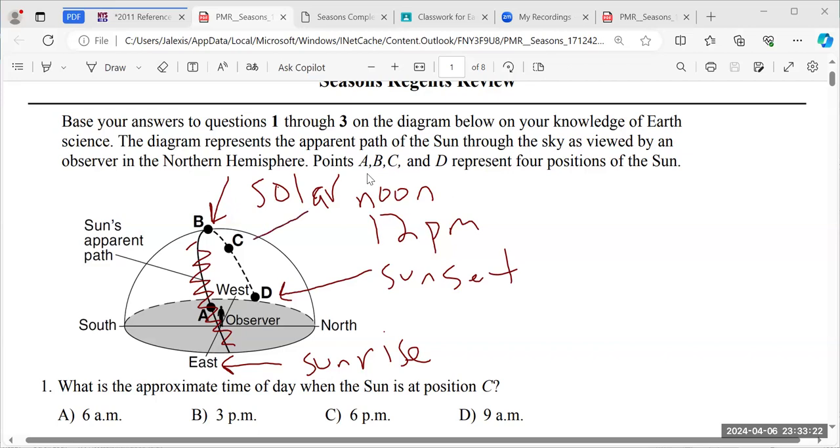So when I'm looking at C, C is closer to solar noon than it is to sunset. And so that's the reason why the best answer is going to be choice B, 3 p.m. If it's 12 p.m. here, I know that C is a few hours later where the sun will be after B. That's why 3 p.m. is going to be the best answer.